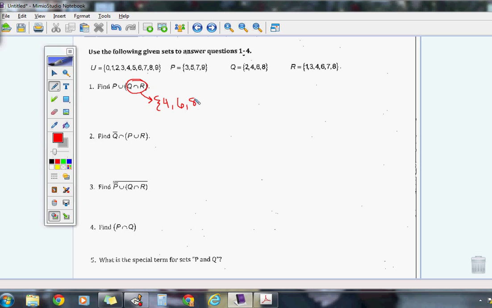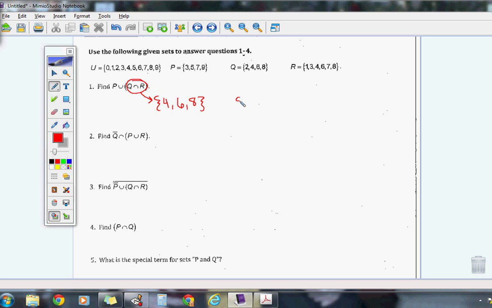If I'm asked what this symbol means, this symbol means that I have to take whatever elements are in both of the sets and create a set. But this symbol here, if I'm asked what this symbol means, that means that I take the union, or any elements that are in either P or this new set.